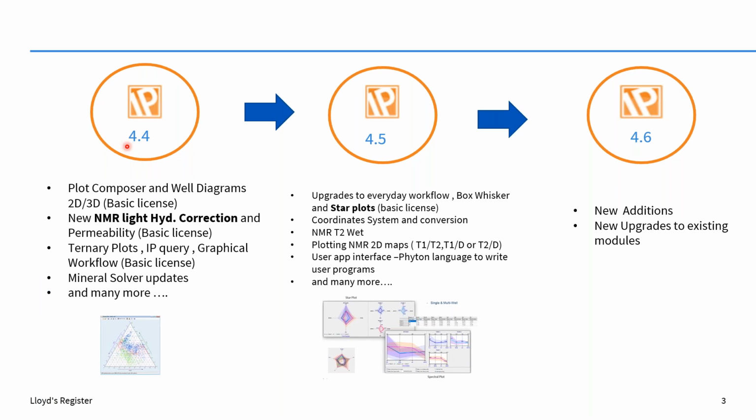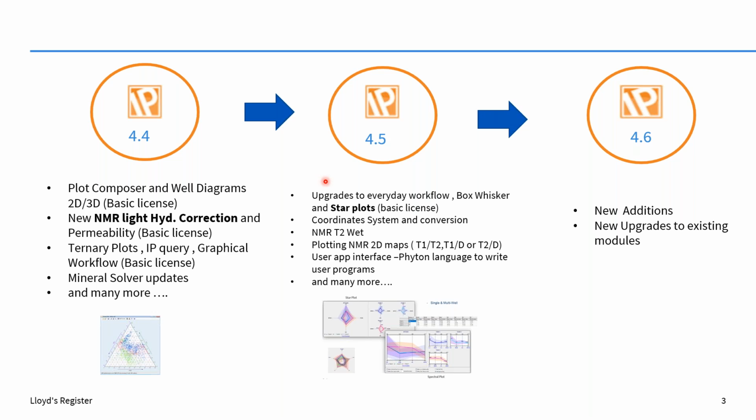The focus for today will be to show the features in 4.6. This is our latest release version, and it also includes functionality that was added in 4.4 and 4.5. You can see here how we have added a lot of functionality in 4.4 and 4.5. For instance, in 4.5, we added a new NMR light hydrocarbon correction that takes into account the low hydrocarbon index and the low T1 effect. This is based on a solution of density porosity and NMR porosity.